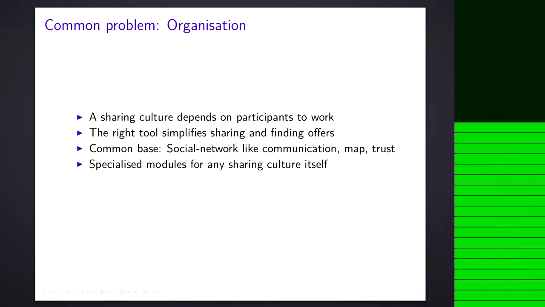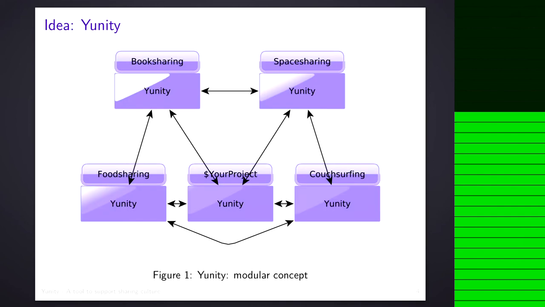This should be a common base. You can imagine it a little bit like a social network, but we don't want to create another Facebook. It should just be a basis so you can do things like communication, maybe have a map to find projects near you. There's always the problem that you have to trust each other, so this is maybe an unsolved problem right now. Unity should support specialized modules, so the specific needs of any project can be implemented easily. This is a very small overview. We just want to create something where other projects can plug in. This can maybe be a decentralized structure later, but there's just this idea right now.